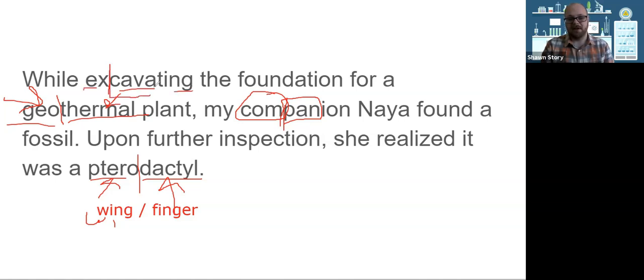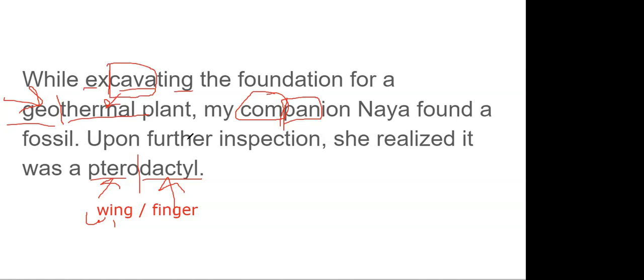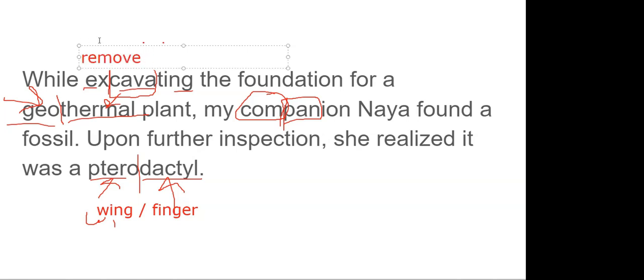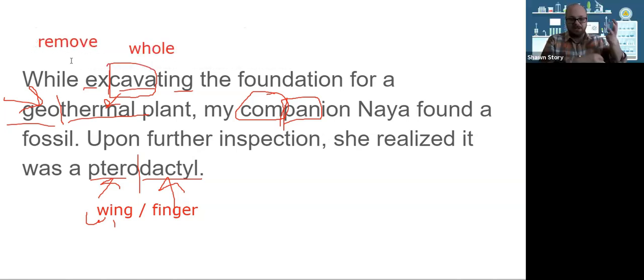What about excavating? Do we know cavity? It's like a hollow. A hole, yep. So cavity is like a hole. And ex is to remove, right? Extract. They're making a hole. You're digging a hole, and the ing means it's an action that's happening right now. So she's digging a hole in the foundation.